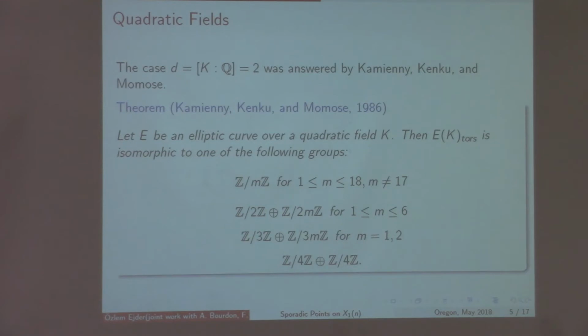And so in particular, I can say that every group in this list occurs for infinitely many elliptic curves over possibly different quadratic fields. And the same thing for Mazur's list.